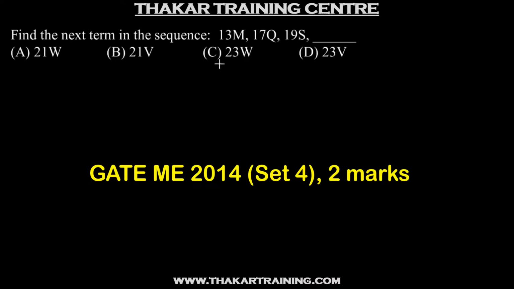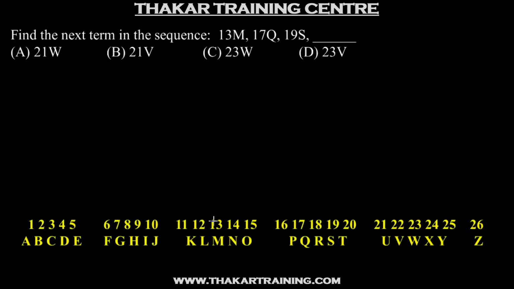Find the next term in the sequence. This is again similar to the previous question. So we have 13M, 13 is the position of alphabet M, 17Q, that is the position of alphabet Q, and 19S. So once again the numbers are prime numbers. So the next prime number is 23 and the alphabet at position 23 is W. So the answer will be 23W.